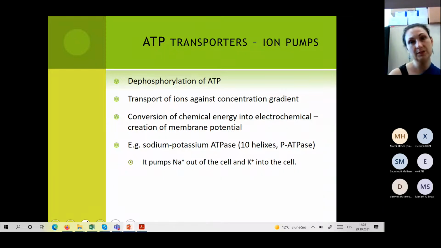ATP transporters. This is a very well-known topic. You saw it also in the video. Okay, we still have some time. ATP transporters require some energy and they transport the particles against the concentration gradient.